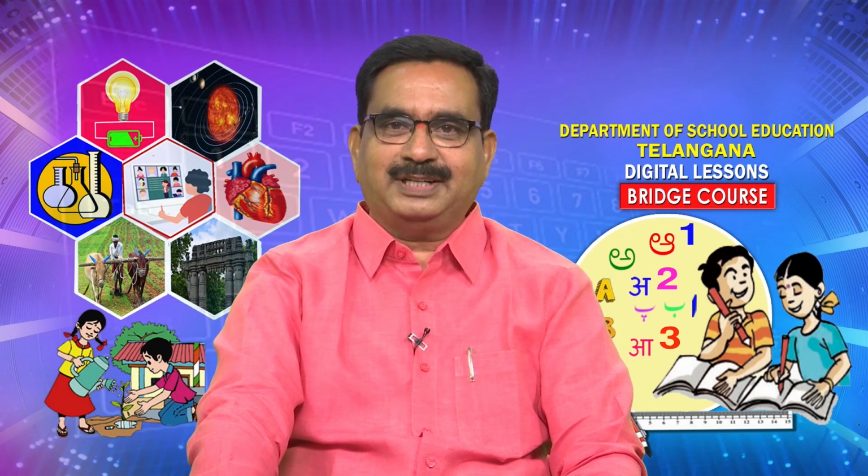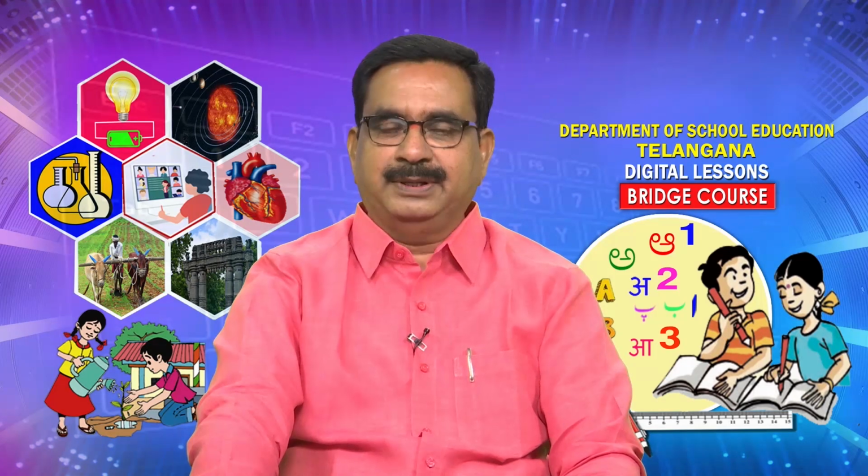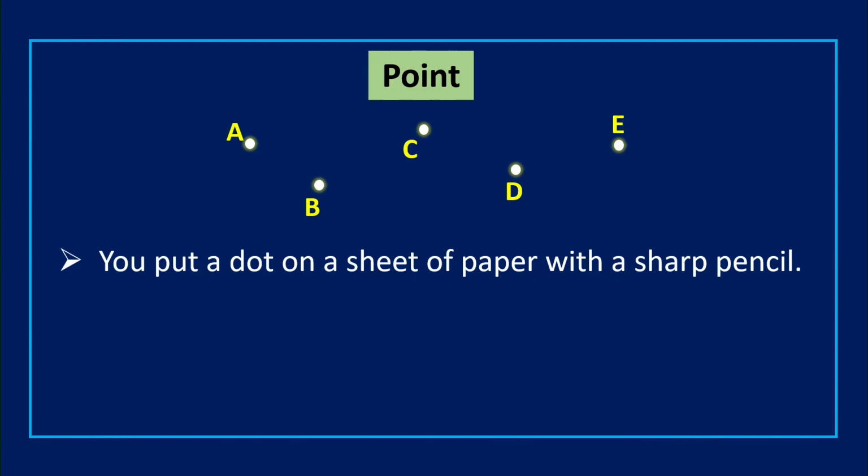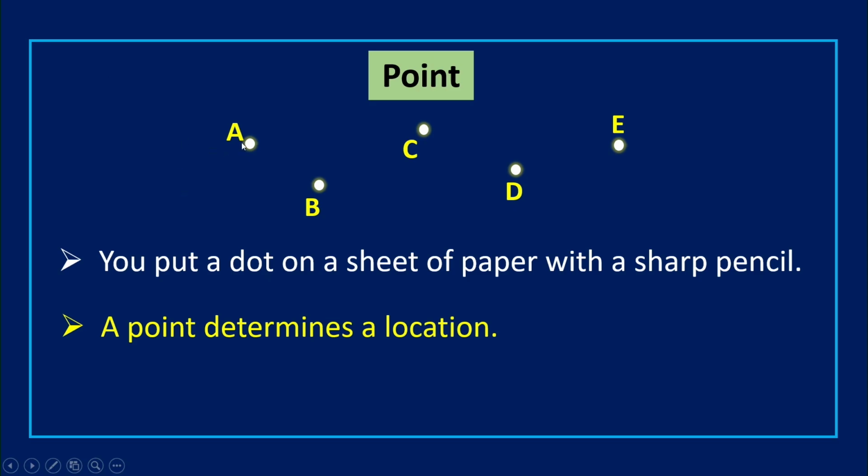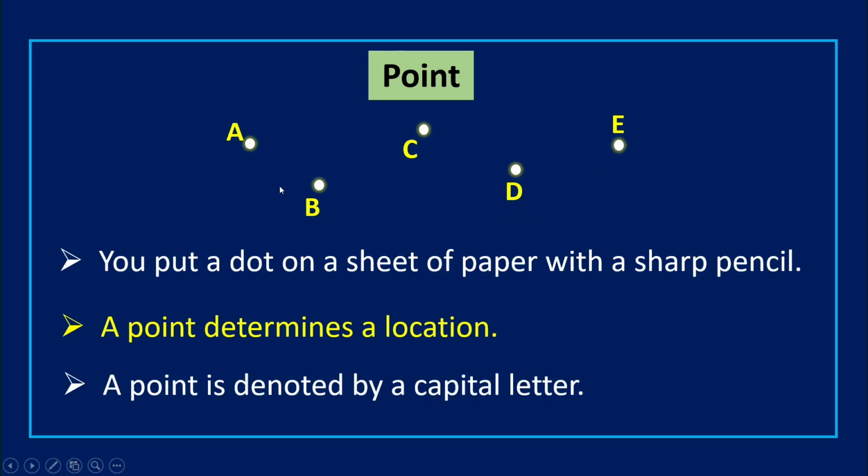Let us start with the topic of point. You can observe points A, B, C, D, E. You put a dot on a sheet of paper with a sharp pencil. A point is denoted by a capital letter. Capital A is a point, capital B a point, capital C a point, and also capital D and capital E are points.